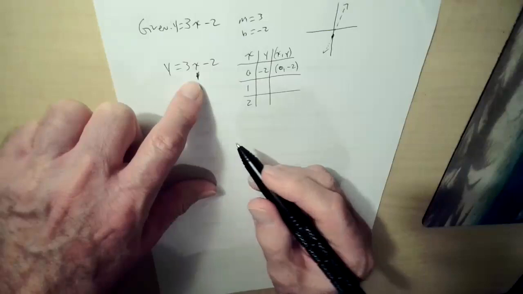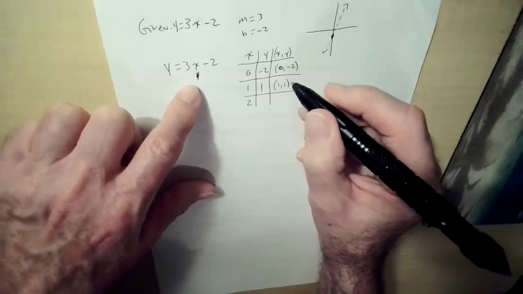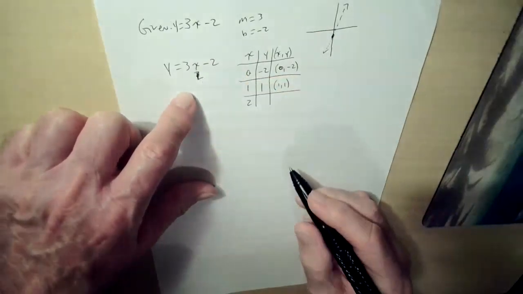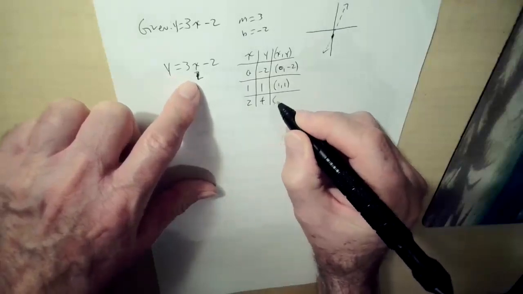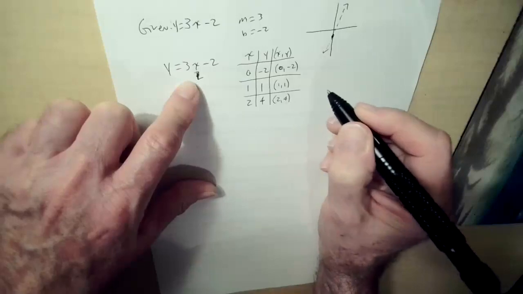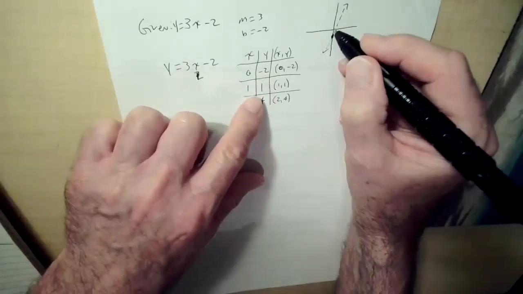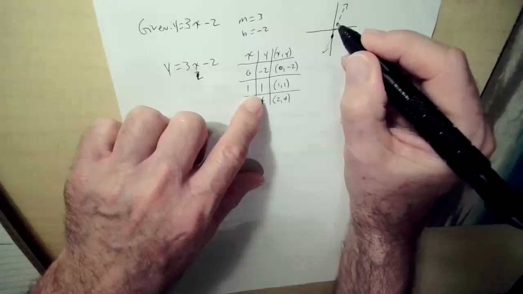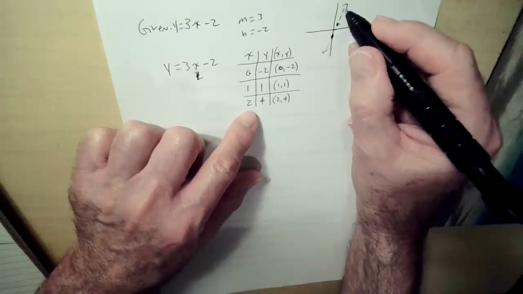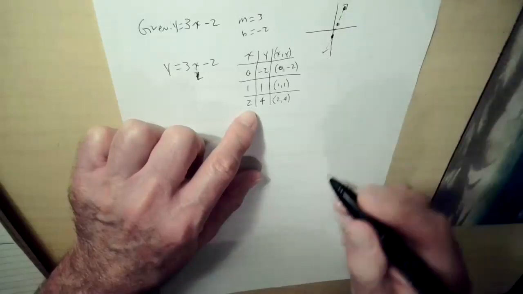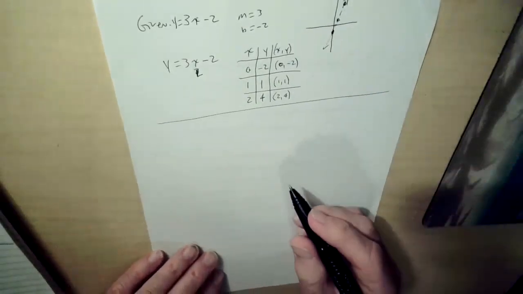And then if you put 1 in for x, 3 times 1 is 3. 3 minus 2 is 1. 1 comma 1. And now we put 2 in for x. 6 minus 2 is 4, so we have 2 comma 4. 0, negative 2, we know that's the y-intercept. 1, 1, over 1, up 1, right there. And 2, 4: 1, 2, 1, 2, 3, 4. So we are correct.